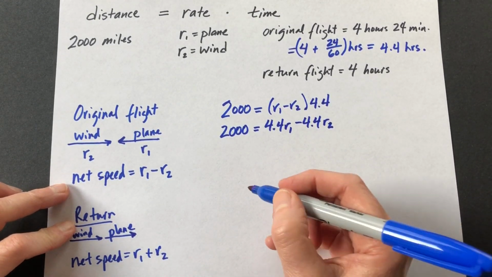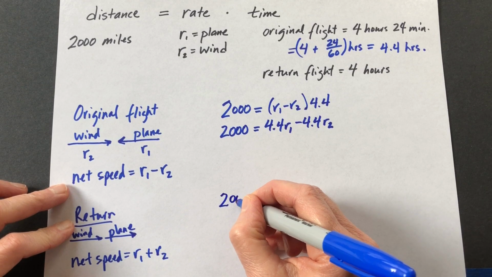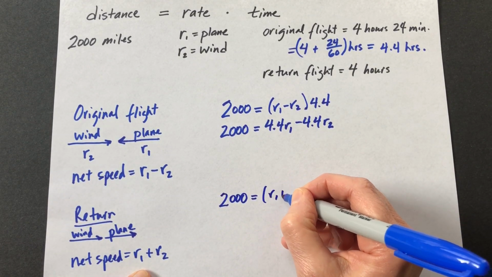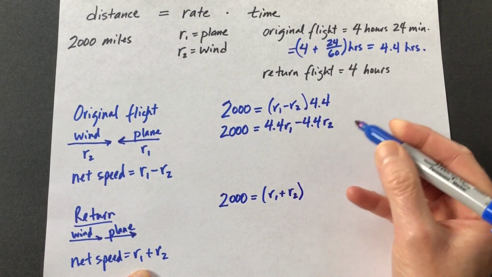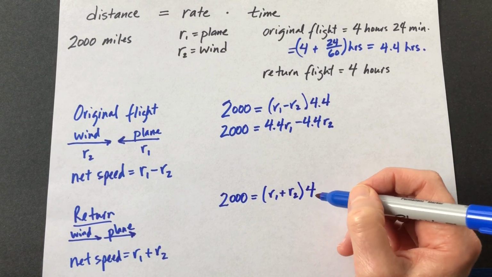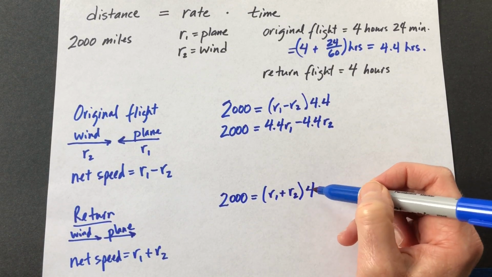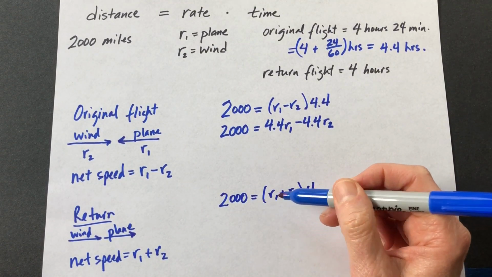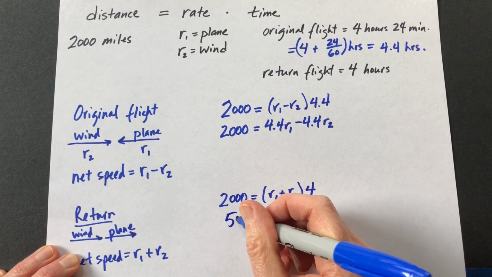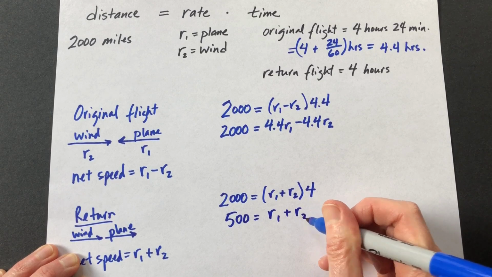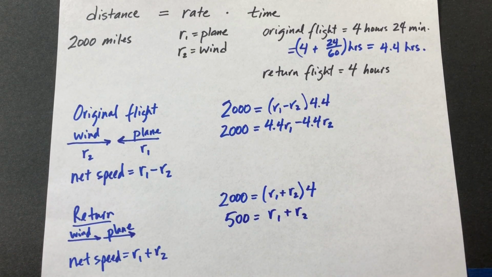We can write a similar equation for the return flight. Again, it's still 2,000 miles. The speed is going to be our R1 plus R2, and this time we had a nice even 4-hour time. Now I could distribute the 4 here, but what I notice is that if I divide both sides by 4, I'm going to end up with a nice even 500 here. So I'm just going to do that so that my coefficients of my rates are 1, which is convenient.